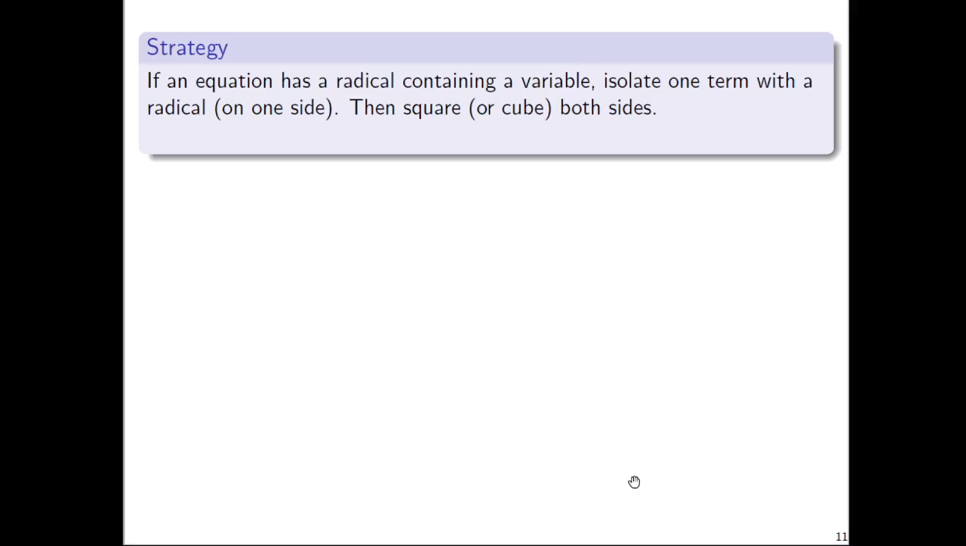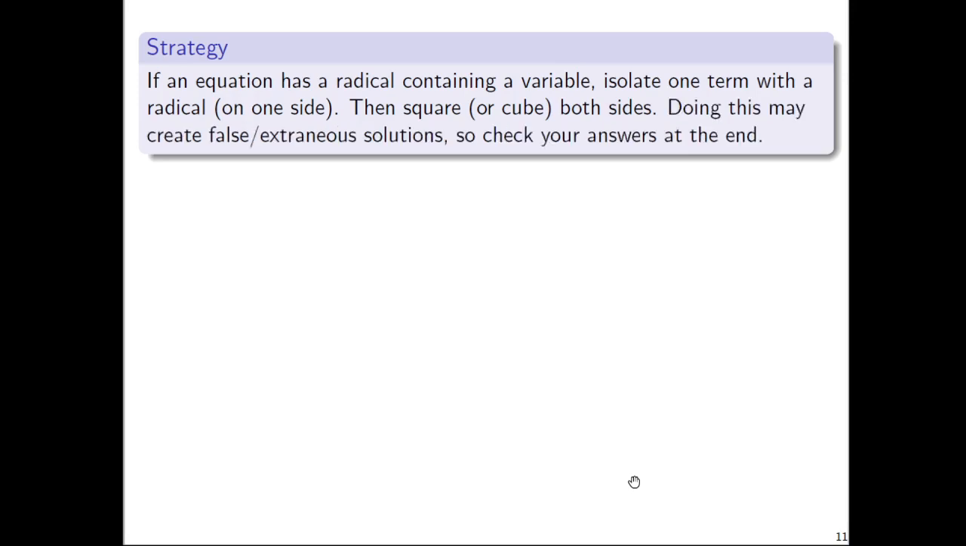Okay, let's take a look at a new strategy. If an equation has a radical containing a variable, so you've got a radical sign and inside the radical you have a variable, then isolate one term that has the radical on one side of the equation and then square both sides, or perhaps cube both sides. One thing to be careful of here is that doing this may create false or extraneous solutions, so be sure to check your answers at the end.